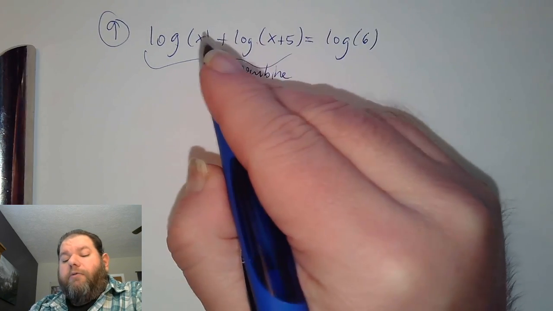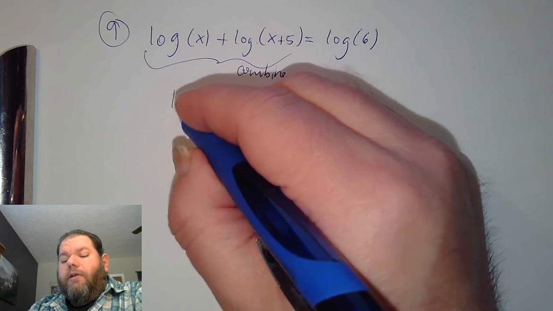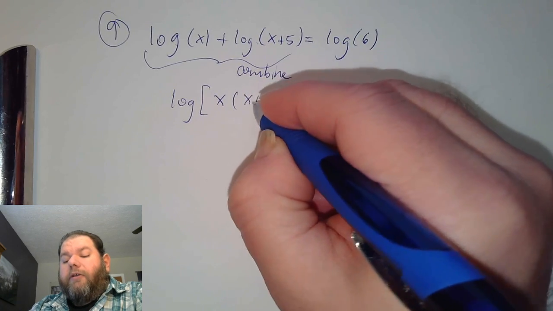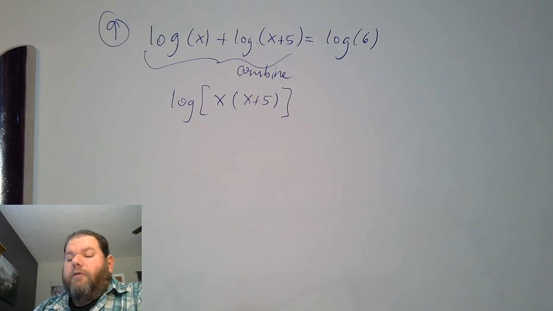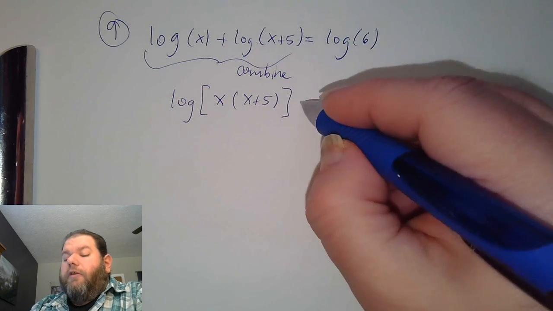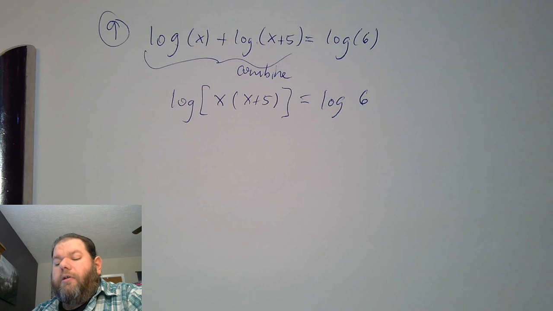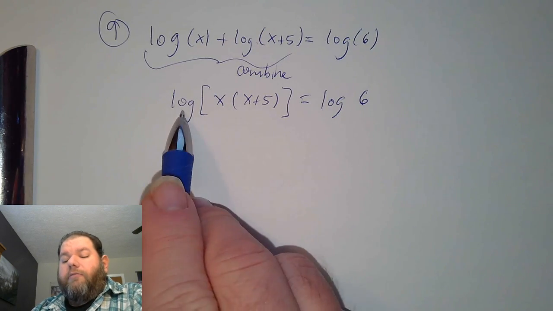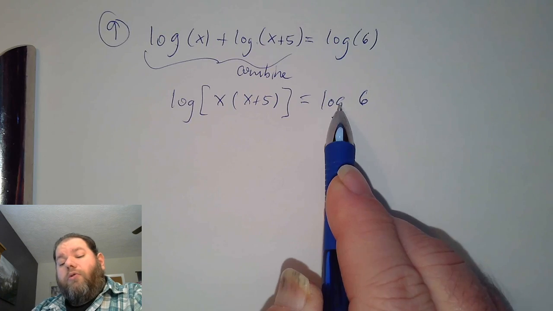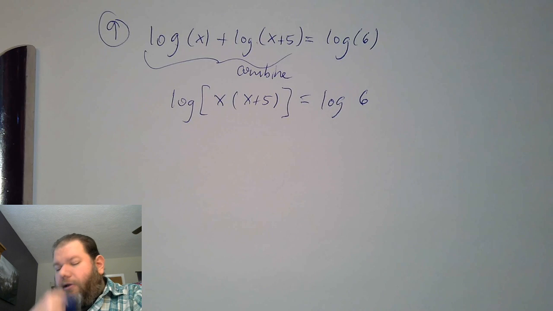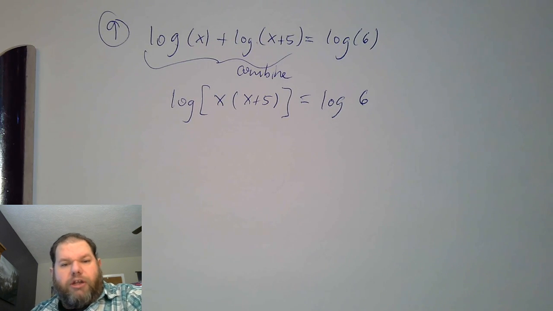Because these are added, we know we multiply what's inside, so we get a single logarithm, but now we have x times x plus 5. And that equals log of 6 on the right. Now, at this point, there's 2 things that may happen. Either we have a logarithm equal to a logarithm, or we have a logarithm equal to a constant. So if there is no logarithm here on the right-hand side, that really changes our approach.